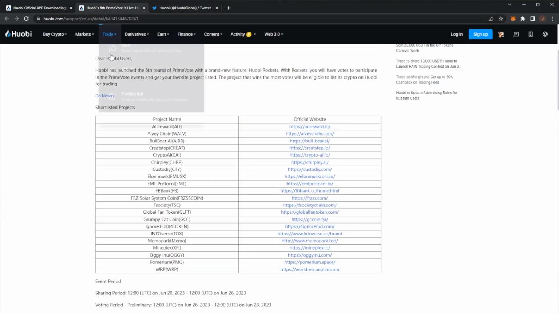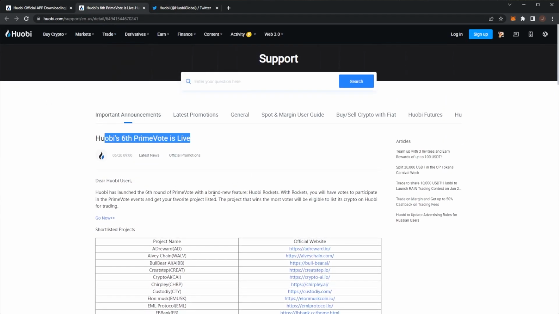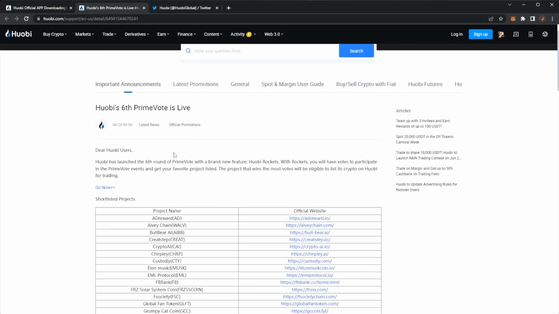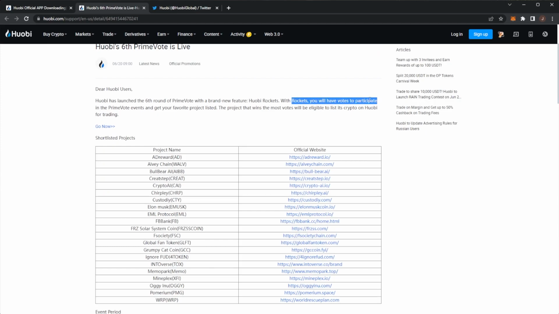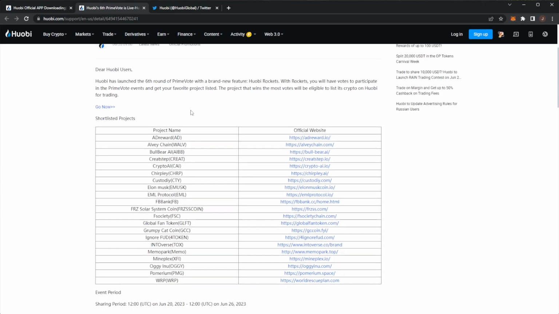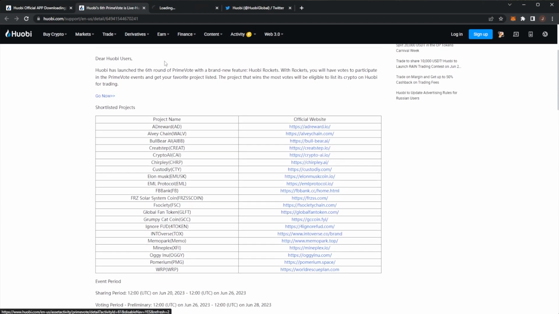So next up, we're going to have a look at the PrimeVote is live. Dear Huobi users, Huobi has launched its 6th round of PrimeVote with a brand new feature, the Huobi Rockets. With Rockets, you have votes to participate in the PrimeVote events to get your favorite project listed, and the one with the most votes will be eligible for trading.